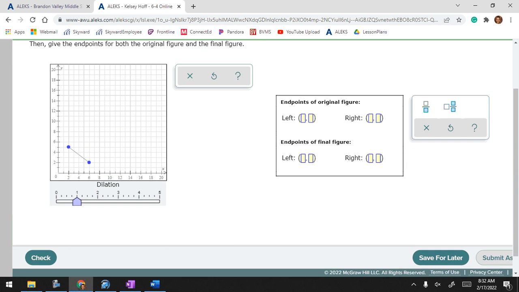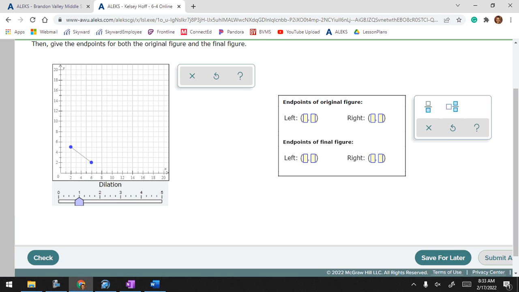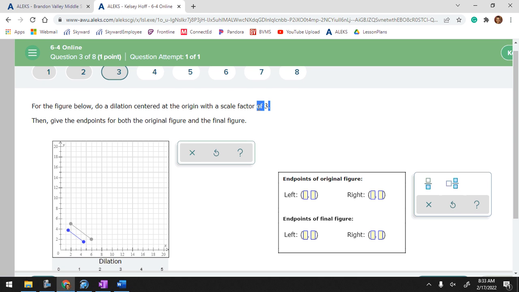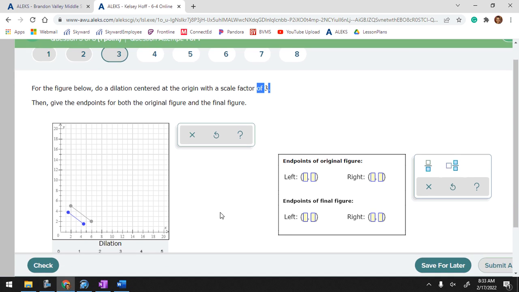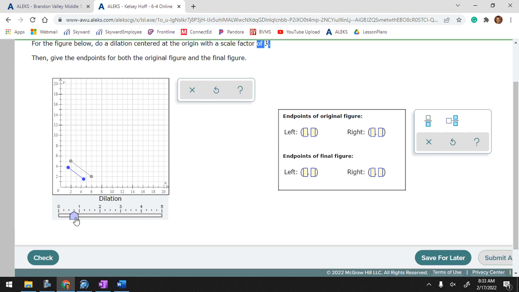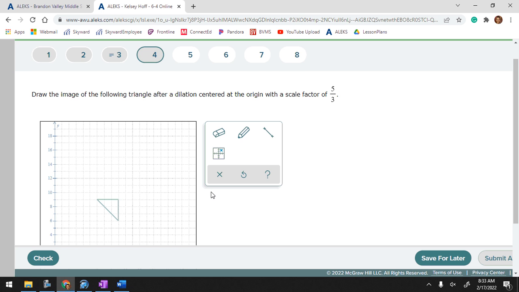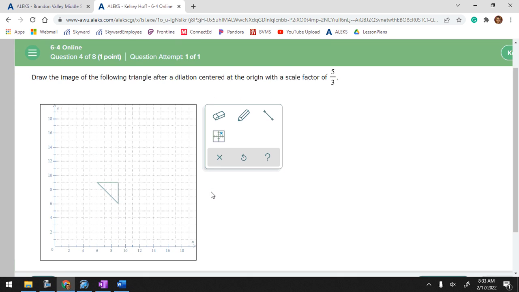This one right here has a slider on the bottom. And all you have to do, on a computer or tablet or phone, you just have to drag this and it does it for you. So what you have to look at is this one has a scale factor of 3. So I'm going to drag that out to 3. And then remember, gray was your original, blue was your new one, and that's what you have to put over here. So the slider at the bottom will do it for you. And then you are going to have a problem like we just did, where you'll have to remap it.